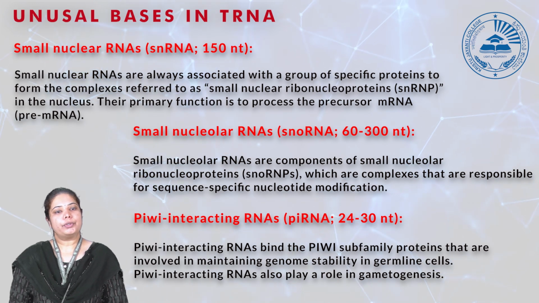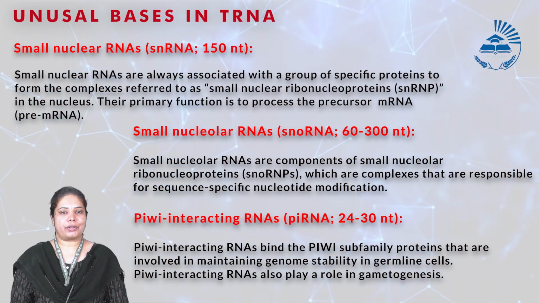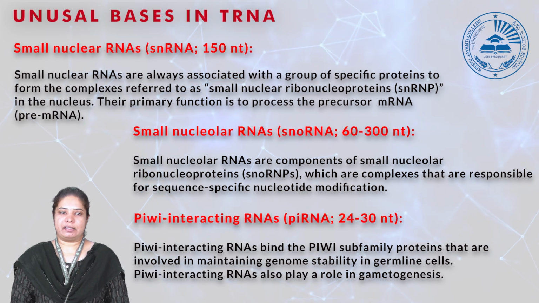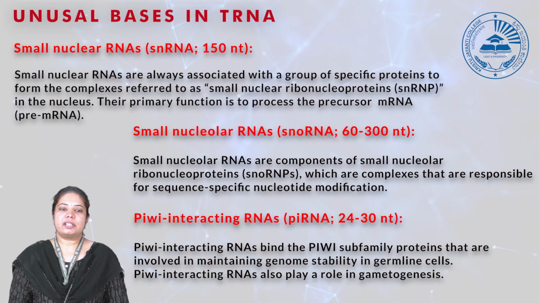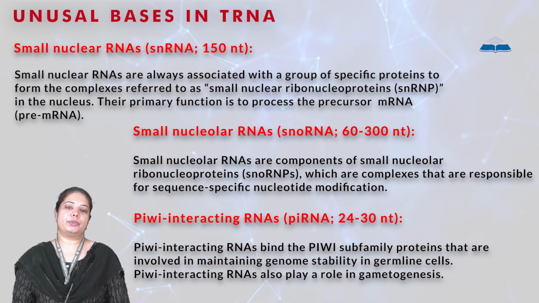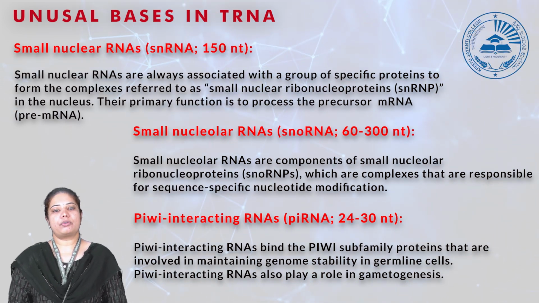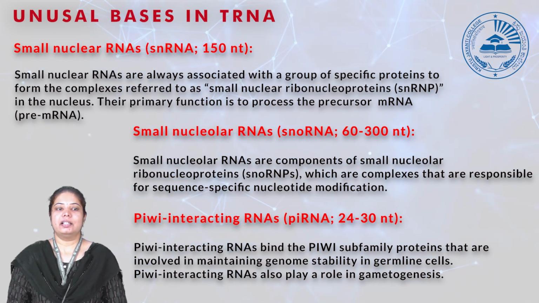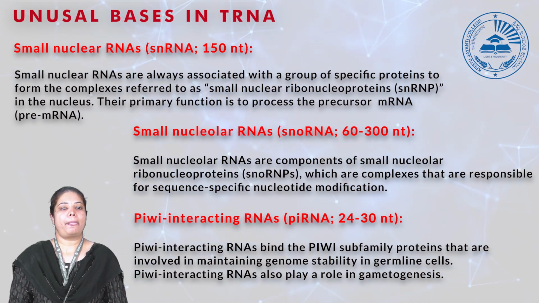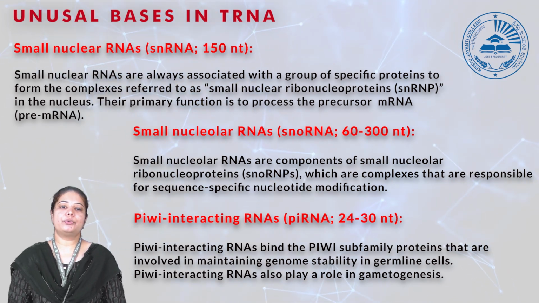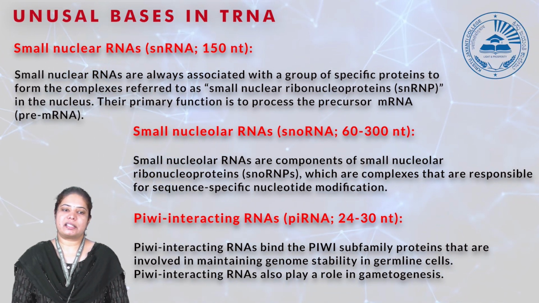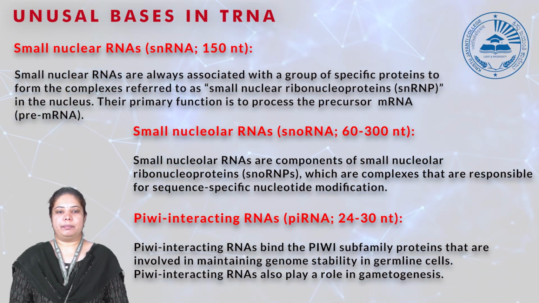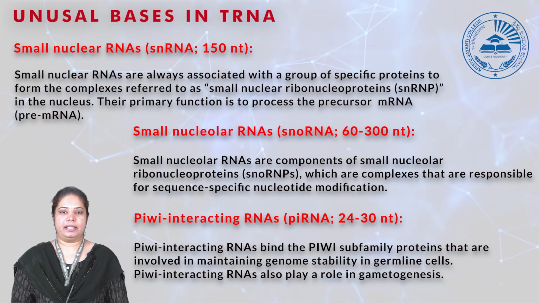The next is small nucleolar RNA. The small nucleolar RNA is around 60 to 300 nucleotides in size, and these are components of small nucleolar ribonucleoproteins. It is responsible for sequence specific nucleotide modification. For the modification of sequences present in different RNAs, this particular RNA will be used. Then we have piwi-interacting RNA, whose size is around 24 to 30 nucleotides, and this is involved in maintaining the stability of the genome in the germ line, and also plays an important role in gametogenesis.